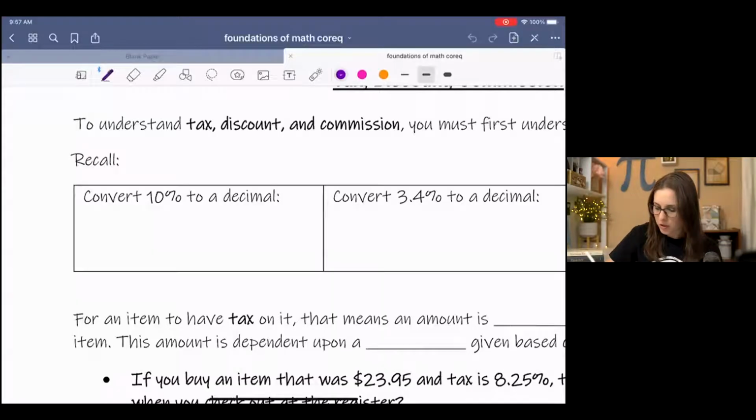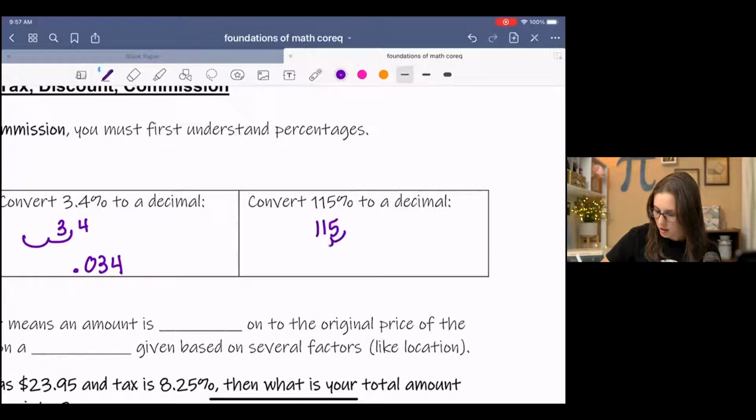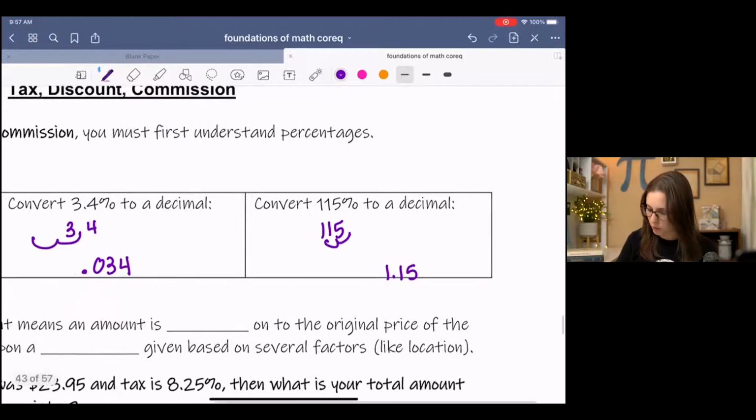Remember that when we start with a percent and we want to move it to a decimal, we move the decimal left two places because we're dividing by 100. So this would be 0.10. This one would be 0.034. And this one would be 1.15, all in decimal form. And we're going to use that for the examples below.